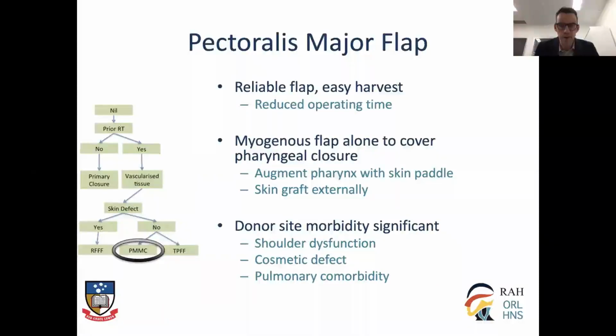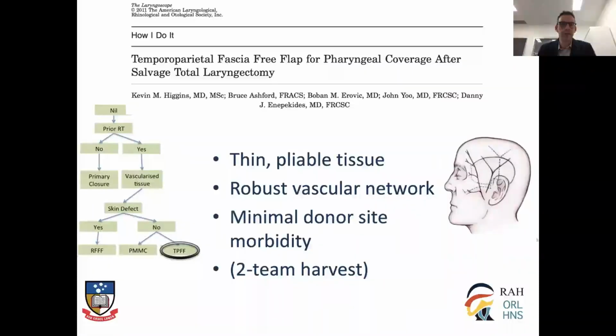Donor site morbidity, though, is significant with shoulder dysfunction, the cosmetic deformity, and also pulmonary comorbidity in patients who are often long-term smokers who then have a laryngectomy. They are at high risk of chest infections, and this certainly doesn't help them in that regard. So in general, we would lean towards the use of free flaps, and if patients don't have any skin defect that requires coverage, then temporoparietal fascial free flap is really our go-to flap for pharyngeal coverage in salvage total laryngectomy.